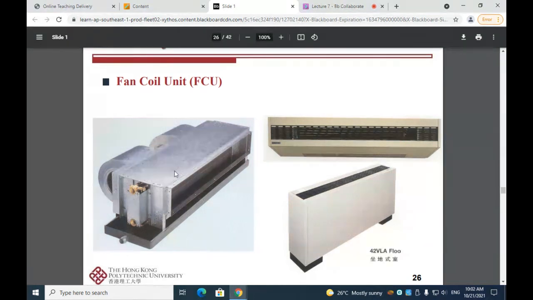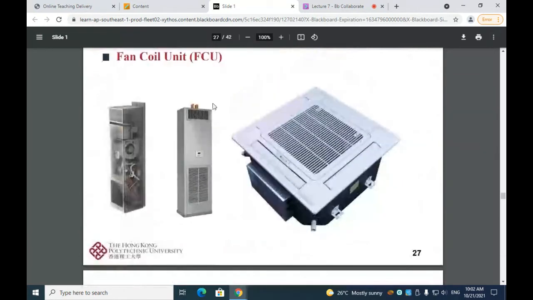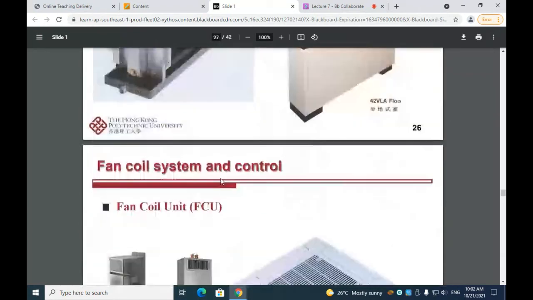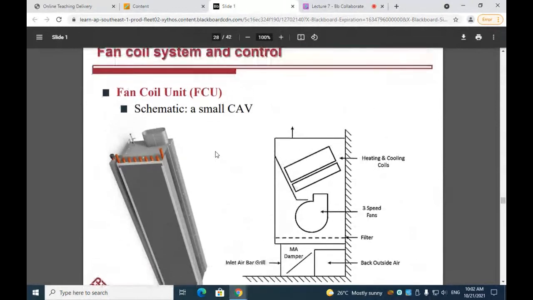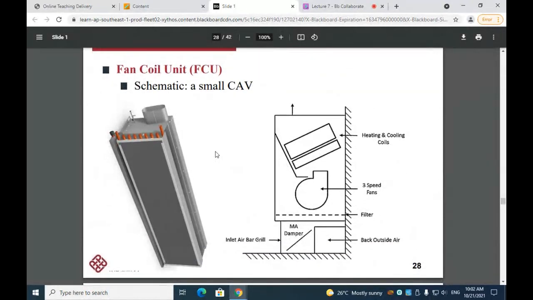So each individual room will be equipped with one fan coil unit, and we can think of it as a mini air handling unit. So this is how it looks like for a small one and a larger fan coil unit. Okay, so this is a schematic of a fan coil unit. So you can see that it has the inlet and an outlet is here. So the inlet air will be introduced to a heating coil or cooling coil, and we have a supply air supplied right into the room.